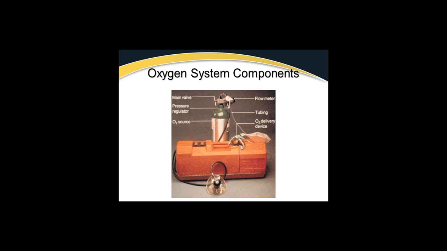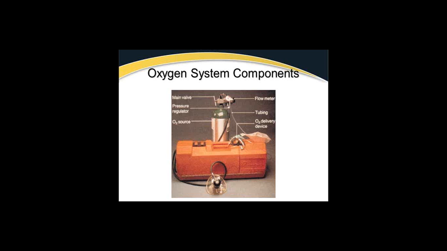So, oxygen system components. Here we have an orange case that some places may use in order to protect their oxygen bottle. Obviously, they understand the potential dangers with the pressure. There's the oxygen bottle itself. The main pressure regulator goes on there. That's referred to usually as a regulator. The ones in ambulances are usually called flow meters.